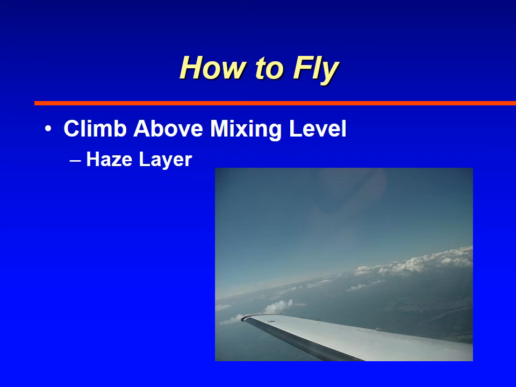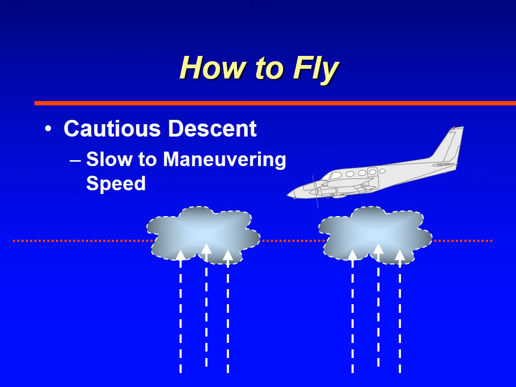What causes that line is the capping temperature inversion. It prevents air from down below mixing with the air above. That's why it traps all the pollution and all the moisture in the lowest layers of the atmosphere. So when you see that haze layer, that indicates a layer of convective turbulence. Another thing to be mindful of is as you descend from higher altitudes into that haze layer or into the layer of convective turbulence, you're going to get a rough ride. So you probably want to slow the airplane down to below its maneuvering speed.